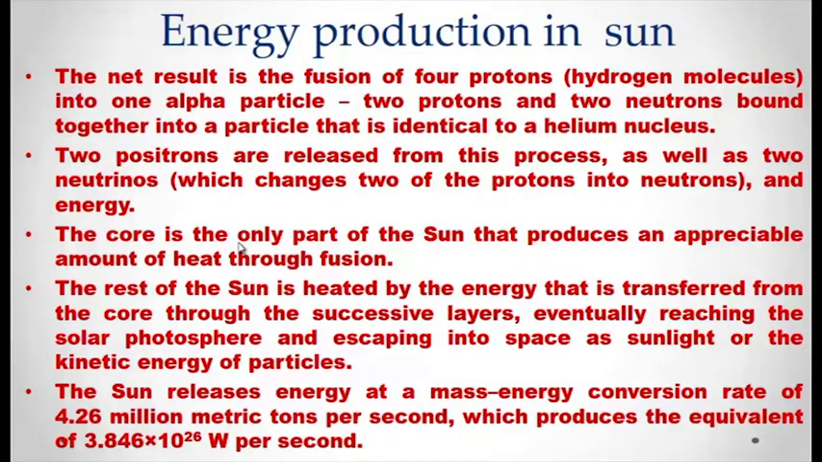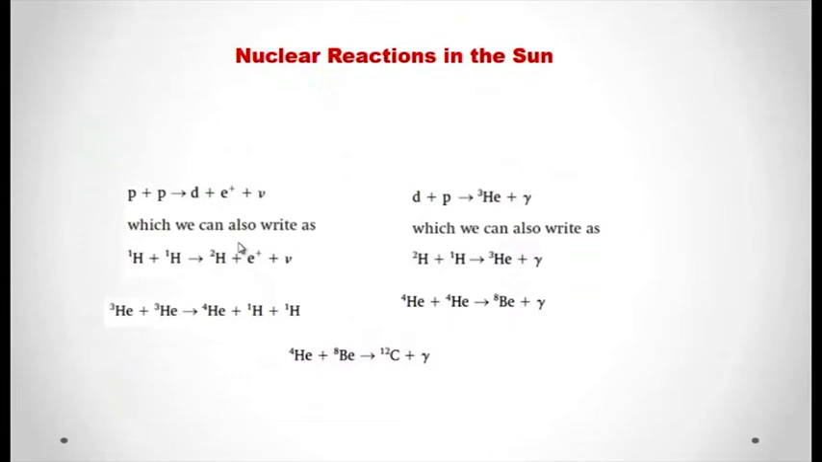The net result is the fusion of 4 protons, that is hydrogen nuclei, into one alpha particle, that is helium. 2 protons and 2 neutrons bound together form a particle identical to a helium nucleus, which is the alpha particle. So 4 protons joined together and we got one alpha particle. 2 positrons are released from this process. You can see that in this figure.